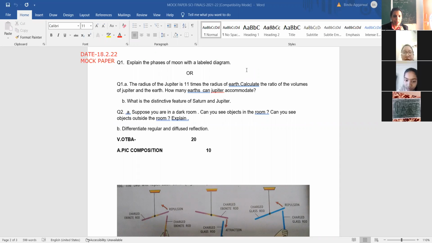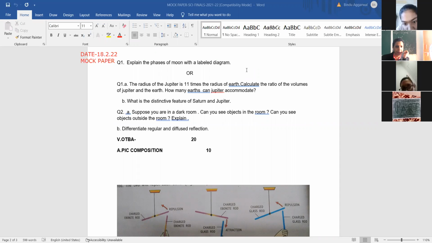Suppose you are in a dark room. Can you see things in the room? Can you see objects outside the room? Explain. So children, you need to explain it. When you are in the dark room, you are not able to see the things. And when you are outside the room, you are able to see. Why this happens, what is the reason behind it. And one more is there. Yes, Ananya, tell beta. Ananya Prasad.